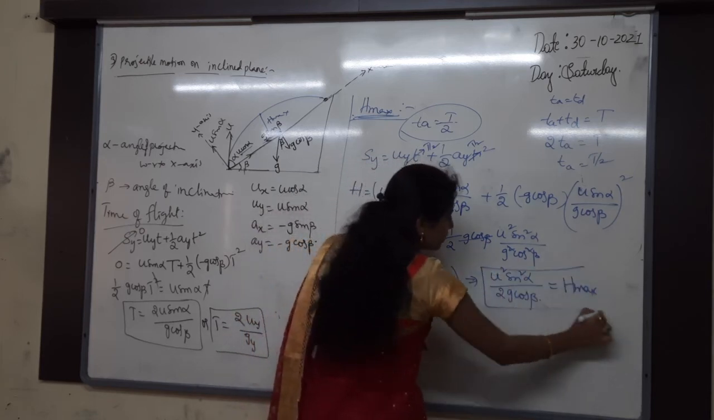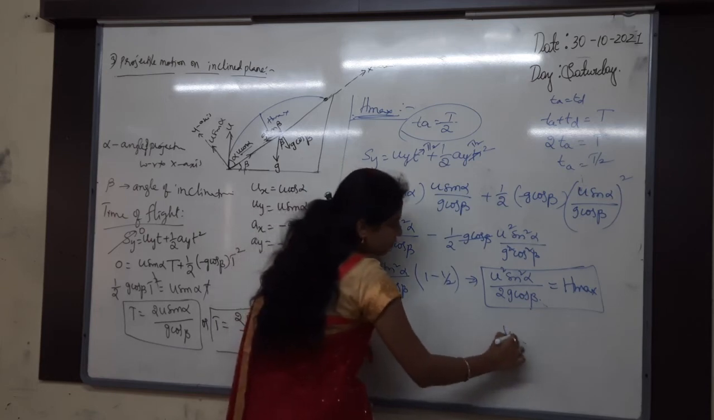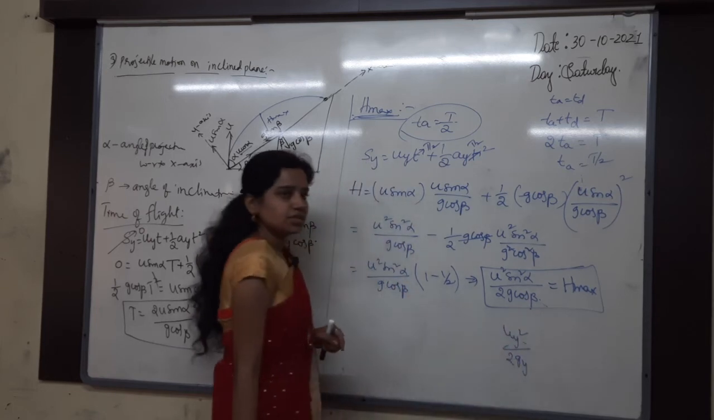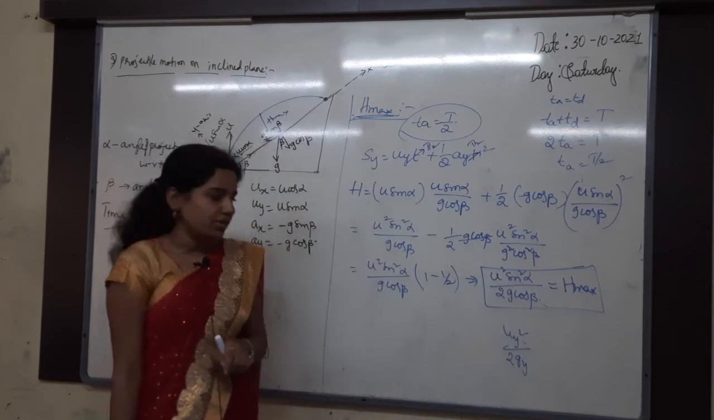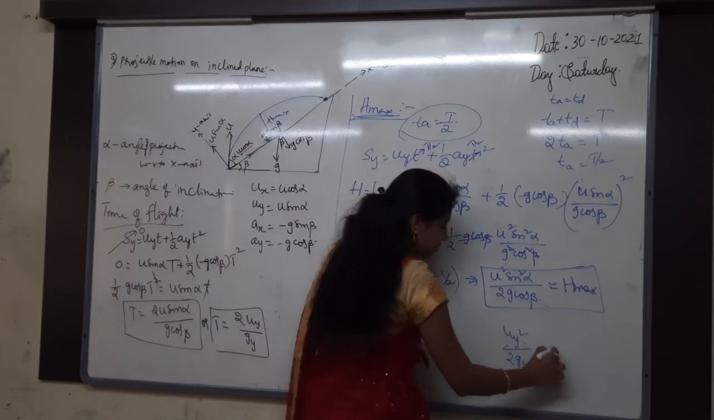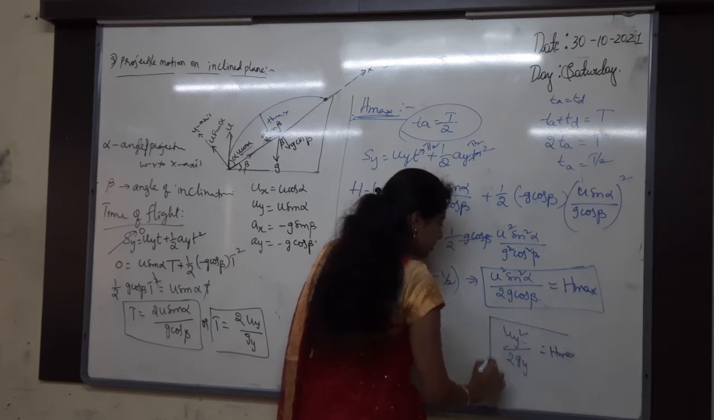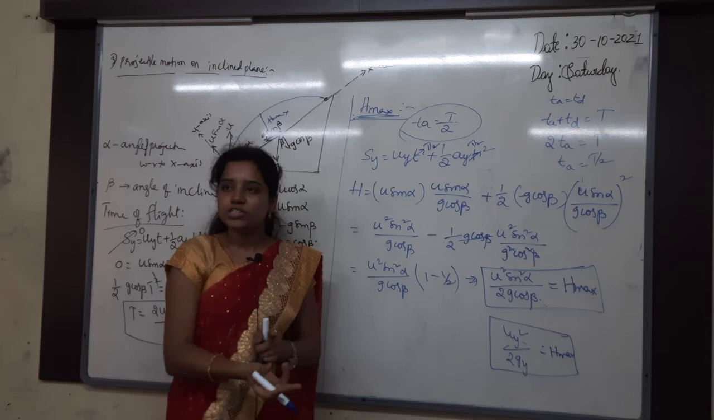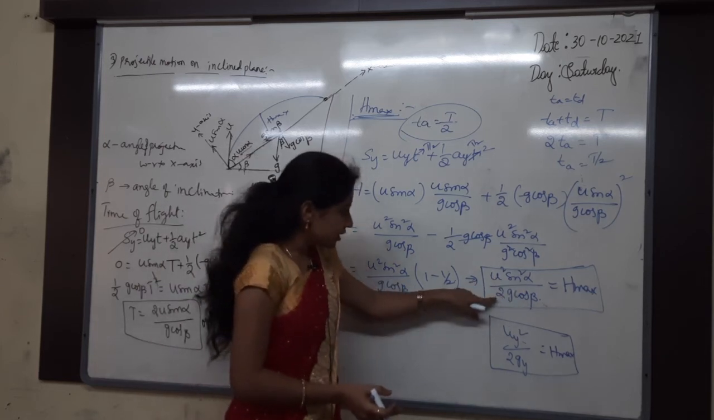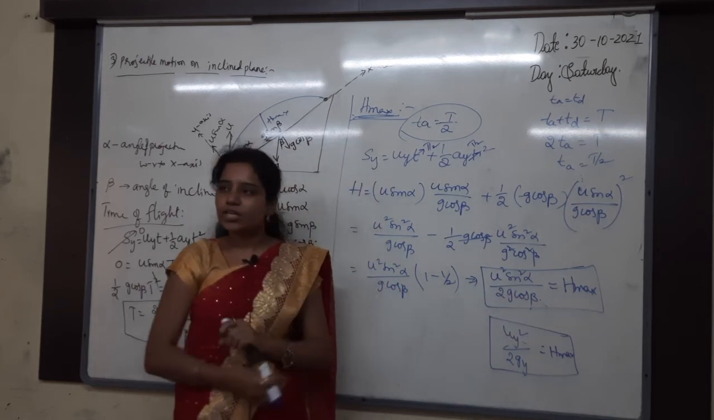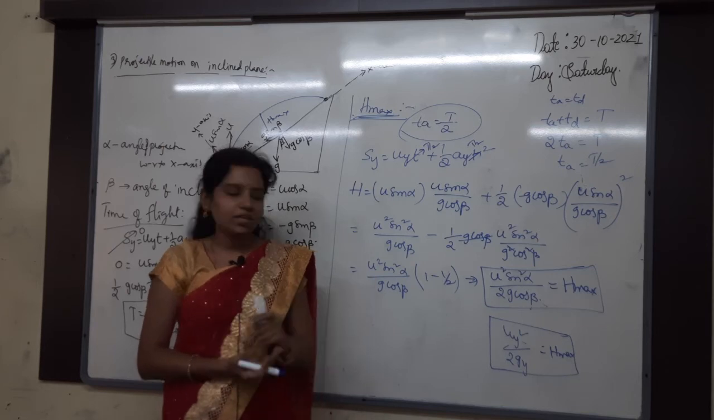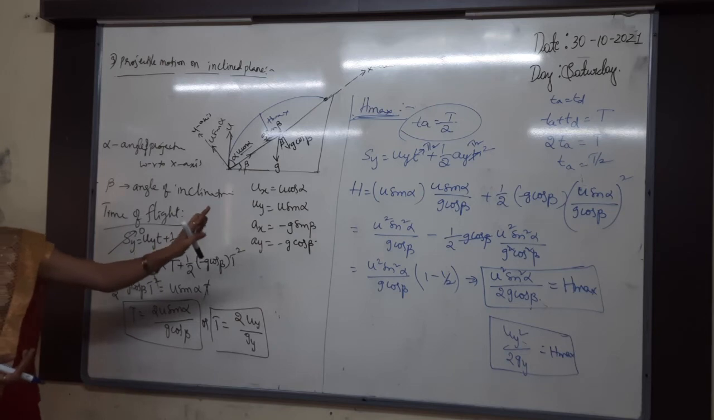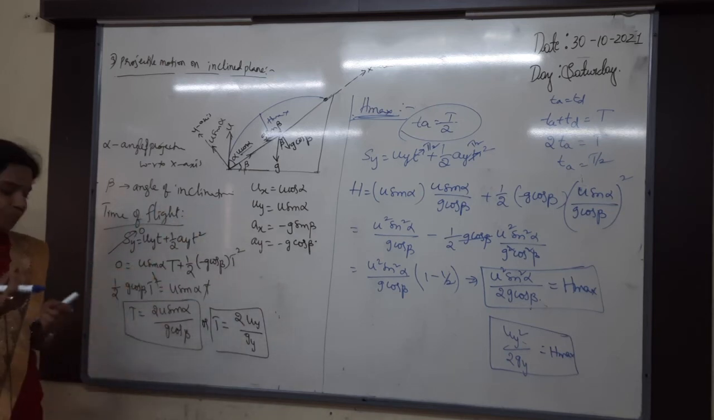The generalized formula you can write is uy square by 2 into gy. Gy is what? g cos beta only, no? So that is H maximum. What is our H maximum formula for projectile motion? u square sin square theta by 2g. Here it is u square sin square theta by 2g cos beta. It is very easy to remember the formulas. You have to understand the total derivation, but even if you don't understand, there is a simple logic.